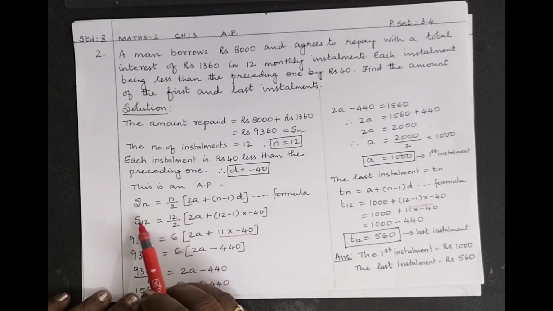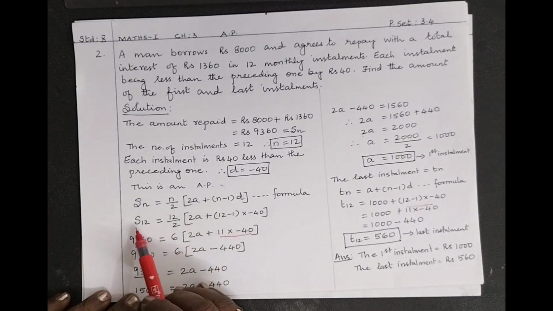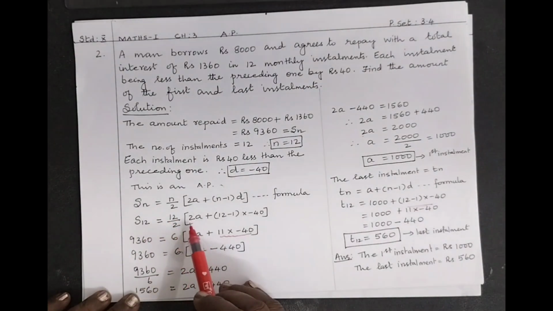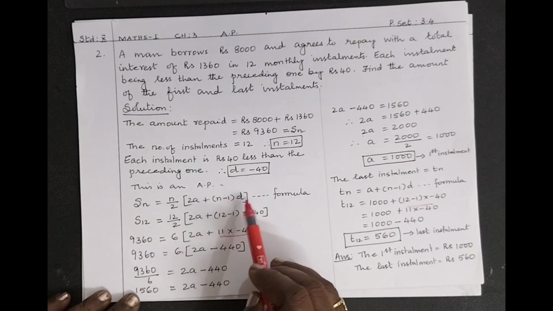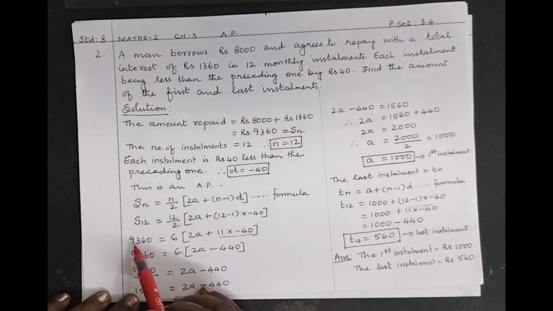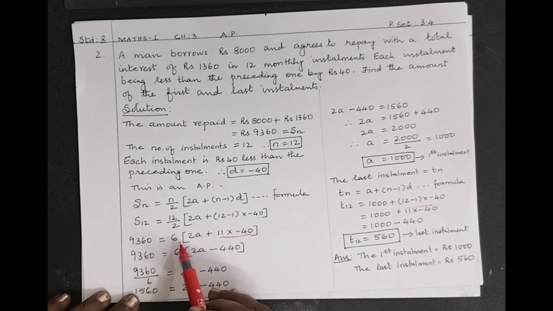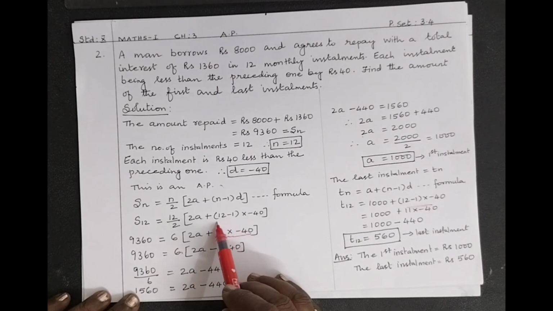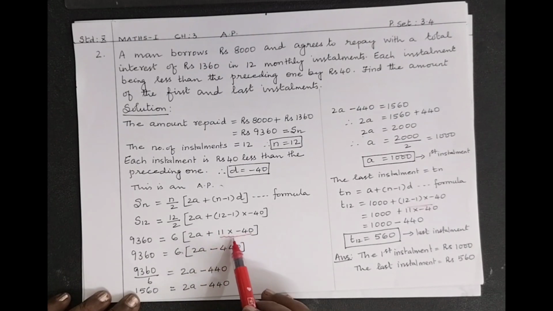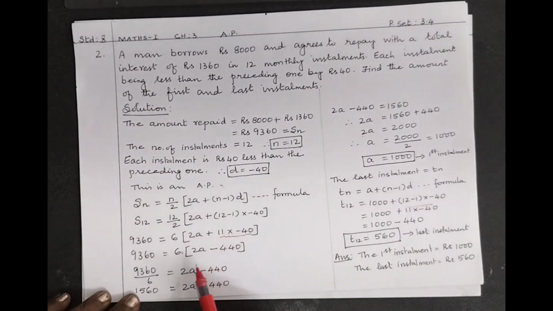Now let us write the Sn formula. Sn equals n upon 2 into 2a plus n minus 1 into d, and substitute the values. Therefore S12 is equal to 12 upon 2 into 2a plus 12 minus 1 into d, which is minus 40. Now S12 is the amount 9,360, and 12 divided by 2 we get 6. That is 2a plus 11 multiplied by minus 40. 11 multiplied by minus 40 is minus 440. So 9,360 is equal to 6 into 2a minus 440.